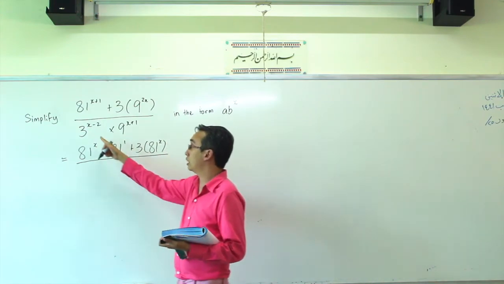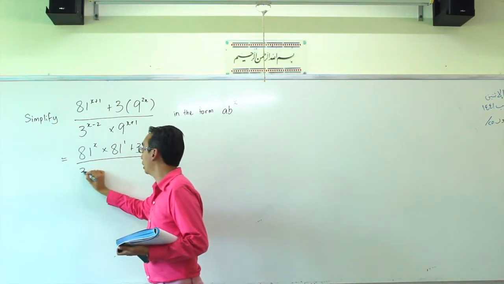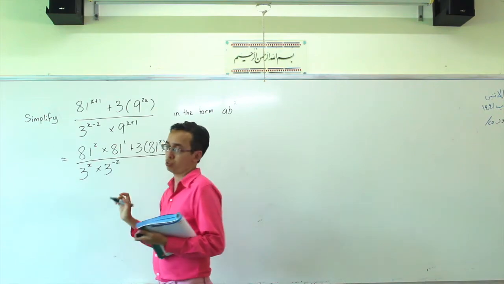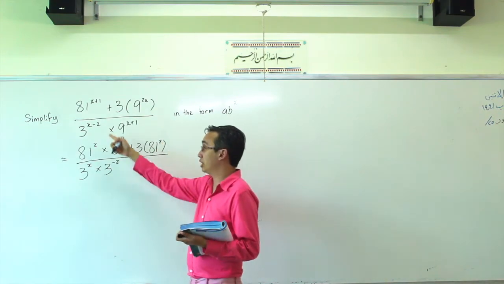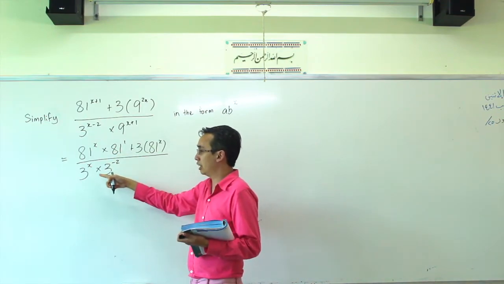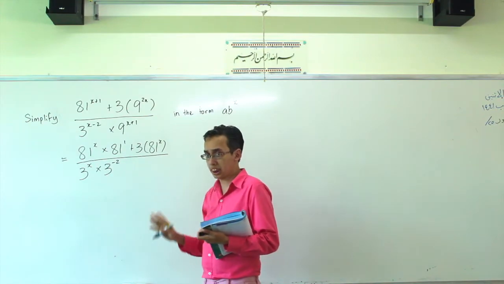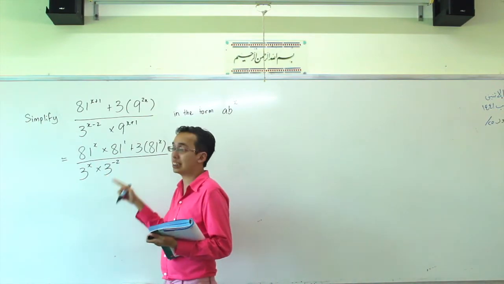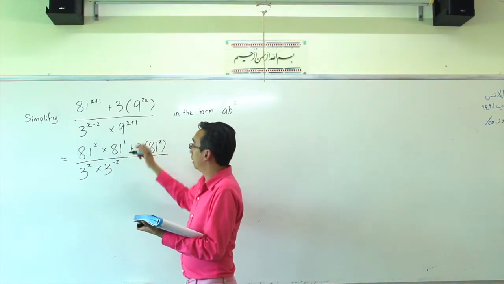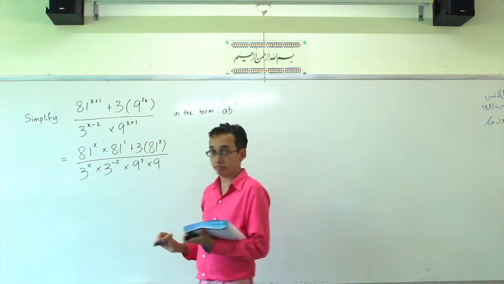For the denominator, we'll be doing the same thing. We're going to split it up, but I'm going to use 3 to the power of x multiplied by 3 to the power of negative 2. I know we can use division, but because we are dealing with fractions, then we divide and stuff, it gets messy, so we make everything multiplication. So we multiply by the negative of it, which means the same thing. For this one, we're going to break it into 9 to the power of x multiplied by 9.